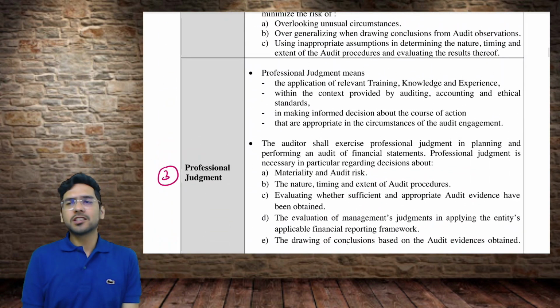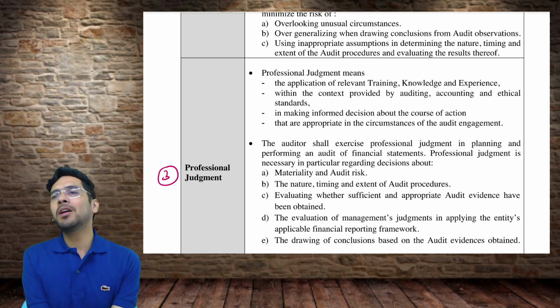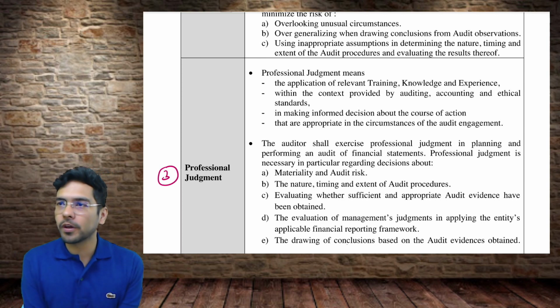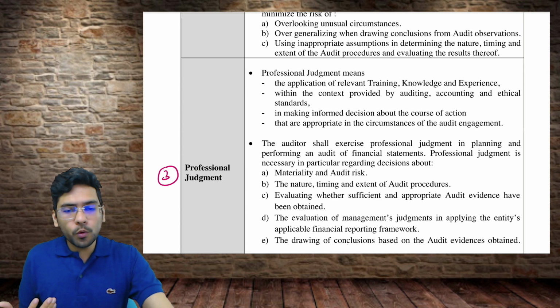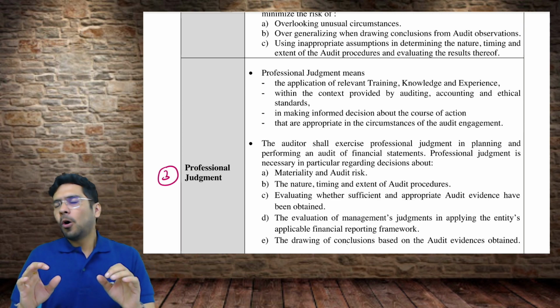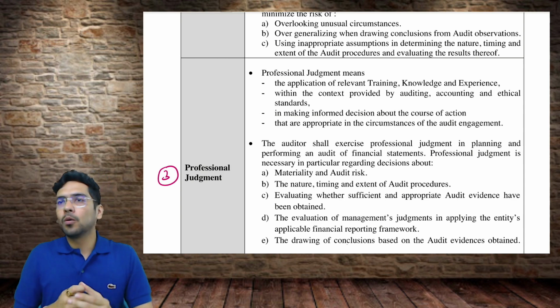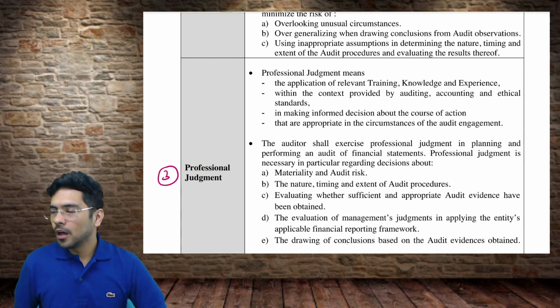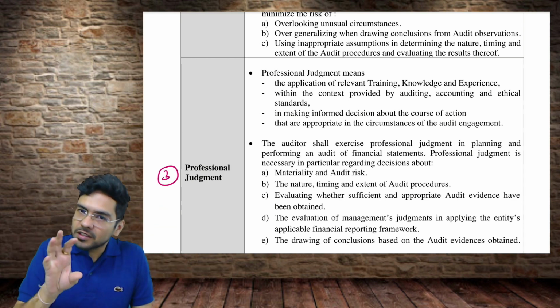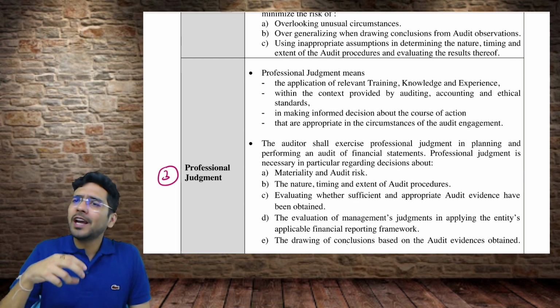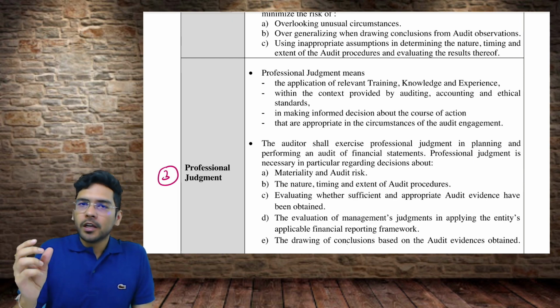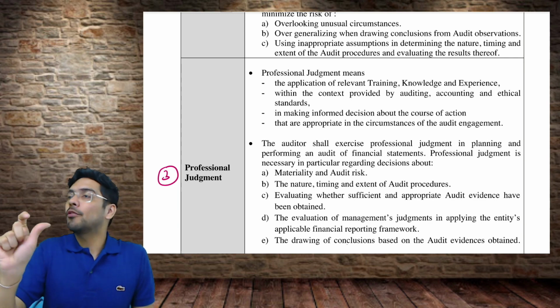The third requirement again is a very important one, which probably in the entire audit we should be using. Now see what happens during the course of audit. The auditor will have to take a lot of decisions. For example, which procedure to apply, the evidence that I have obtained, is it sufficient and appropriate or not? So he has to take a lot of decisions. These decisions will be called professional judgment.